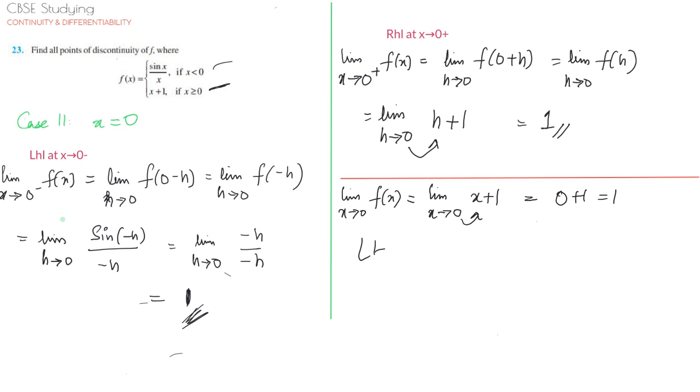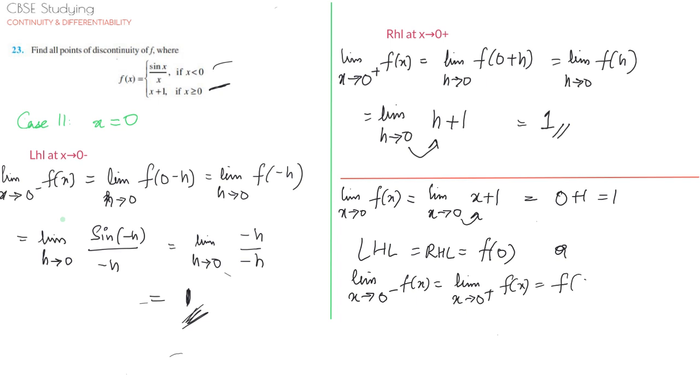So I can say that LHL is equal to RHL is equal to f of 0, or limit x tends to 0 minus f of x is equal to limit x tends to 0 plus f of x is equal to f of 0. Therefore, function is continuous at x is equal to 0.